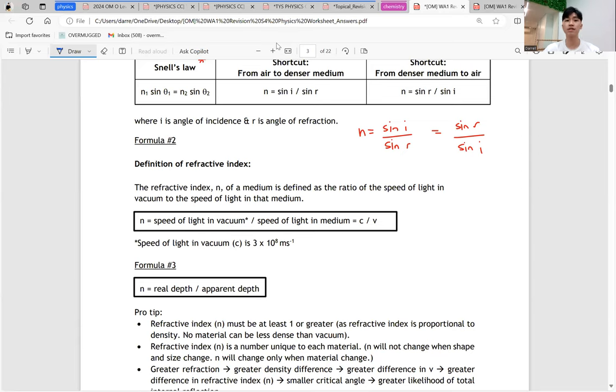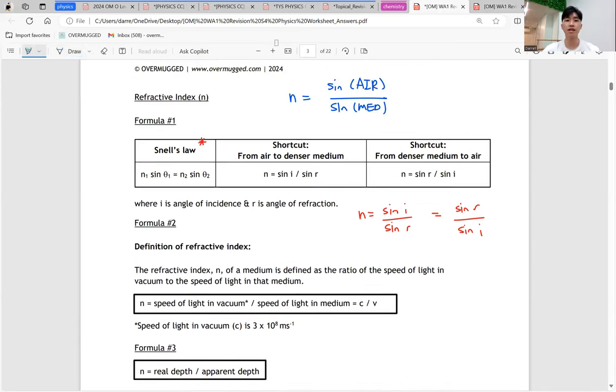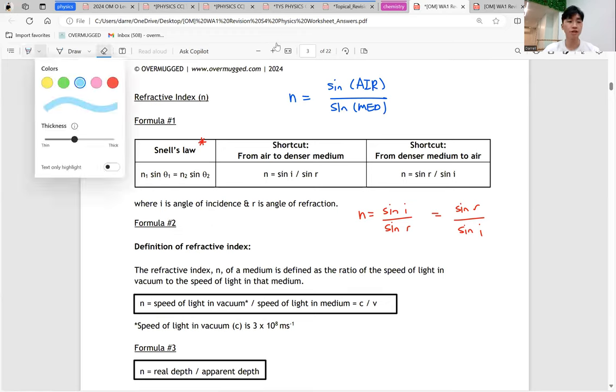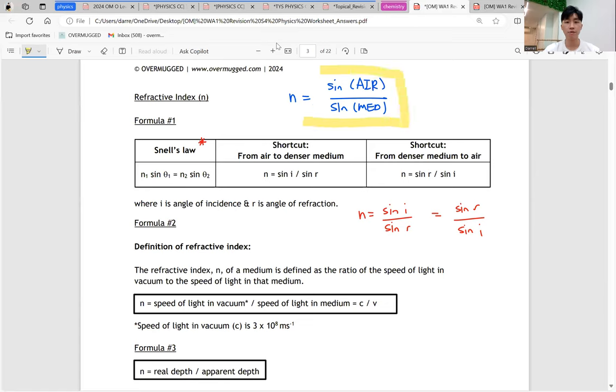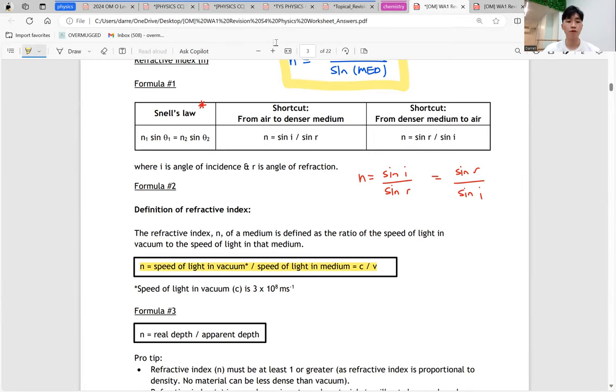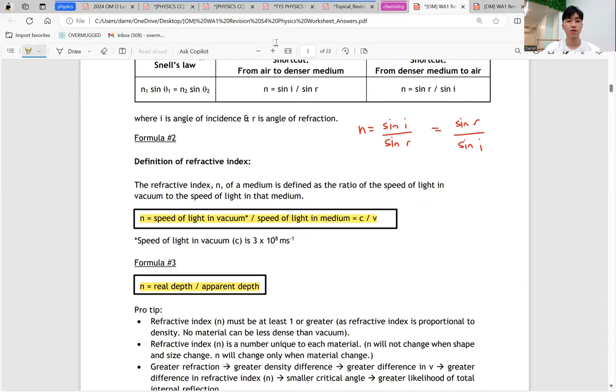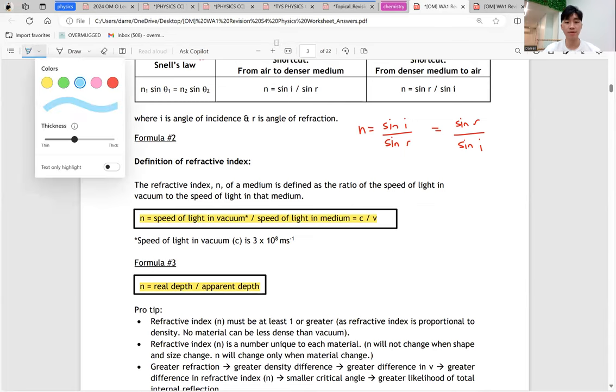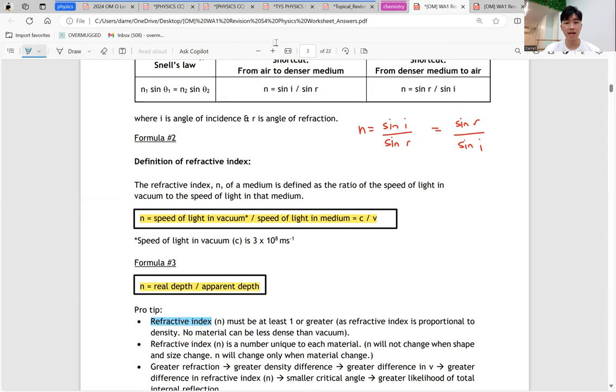There are two other formulas for refractive index, other than the formula that we have just outlined, sine air over sine medium. This is the first formula. We also have the formula speed of light in vacuum over speed of light in medium, and real depth over apparent depth. I also want you all to take a moment to highlight this part: refractive index must at least be 1 or greater.